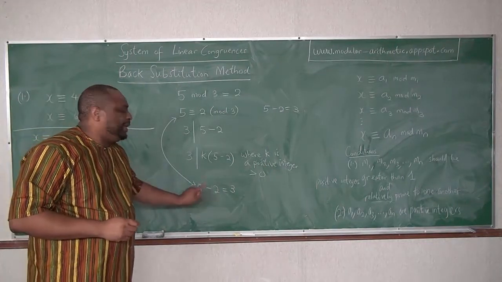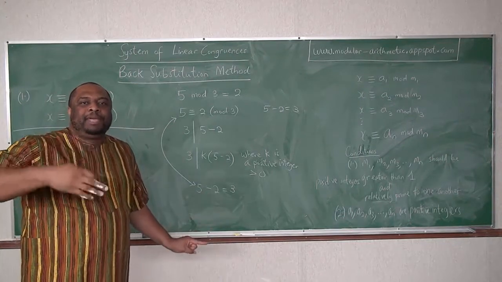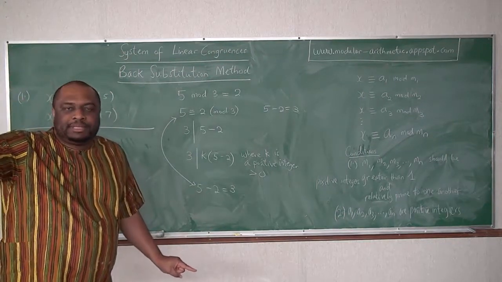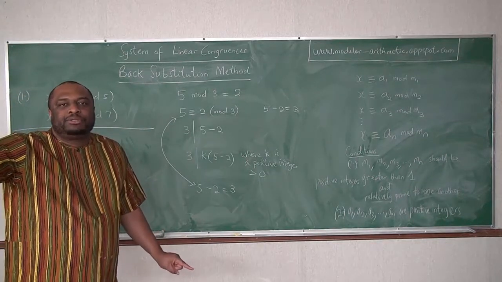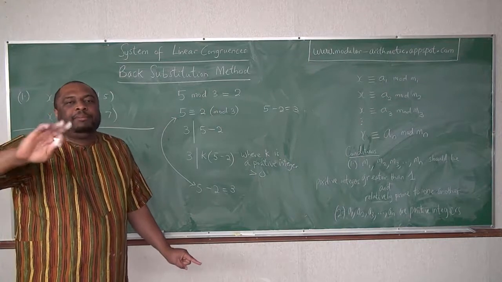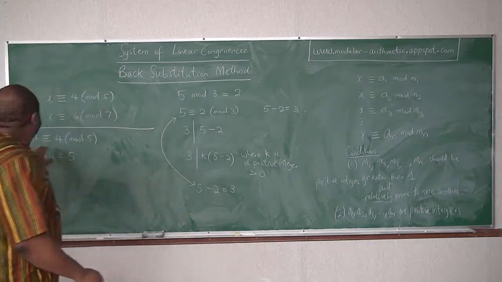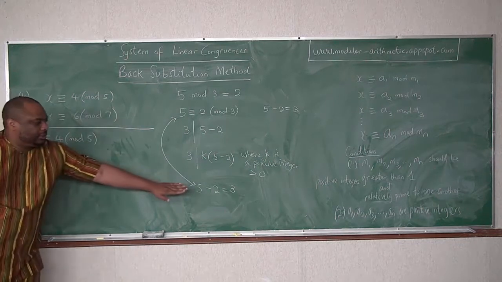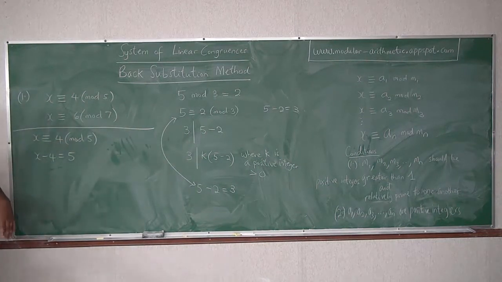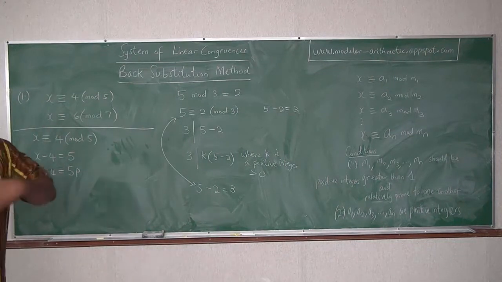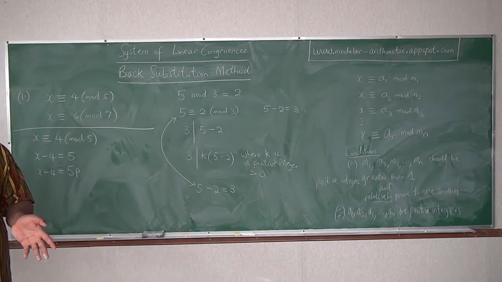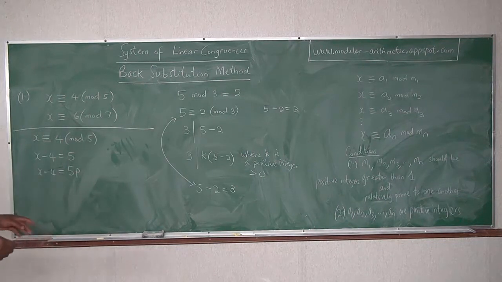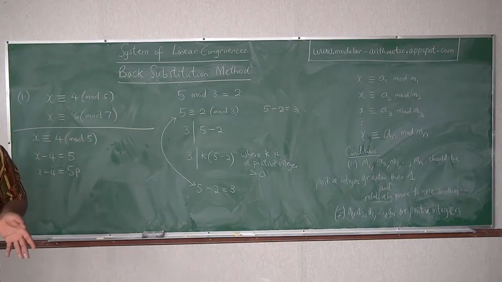If we don't have 5 here, let's say we have p here. We could say p minus 2 is 3 times 1, p minus 2 is 3 times 2, p minus 2 is 3 times 3, p minus 2 is 3 times 4. So here, x minus 4 is 5, at least you see that. This also implies that x minus 4 is 5p, where p is an integer.